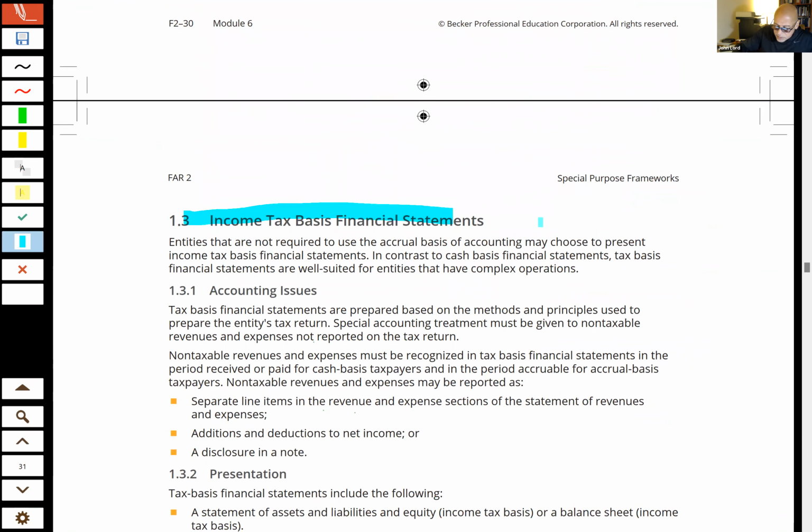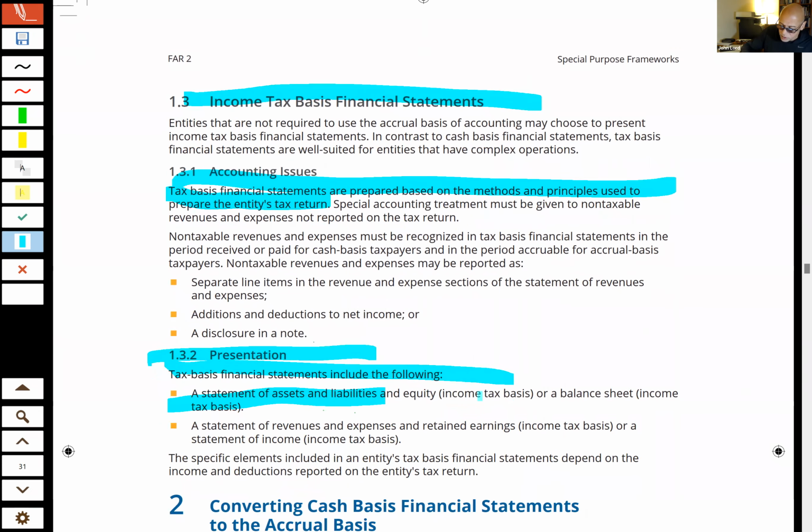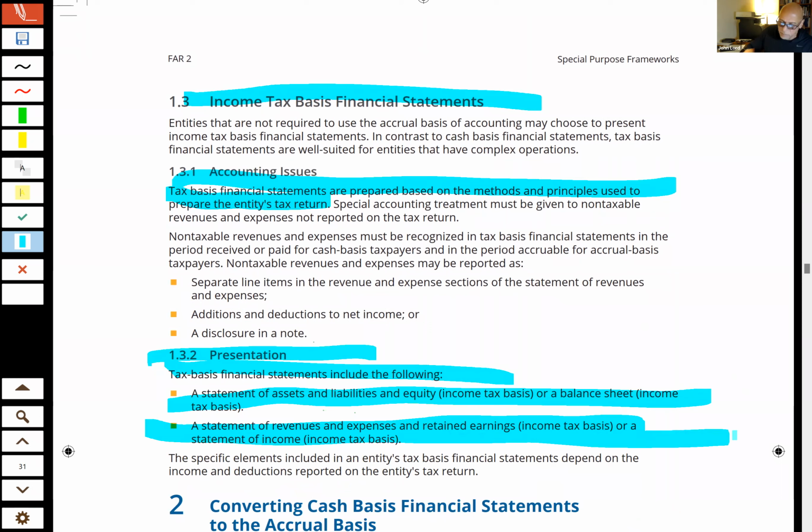If it's income tax basis, the statements are prepared using the methods and principles used to prepare a tax return. So things that you wouldn't take as an expense for GAAP purposes, maybe you would treat as an expense for tax purposes because it's deductible, right? Presentation, again, guys, I know it's starting to get, okay, John, we heard you. Don't use the GAAP titles. You've got to call it something other than the balance sheet or the income statement. Question on any of that?